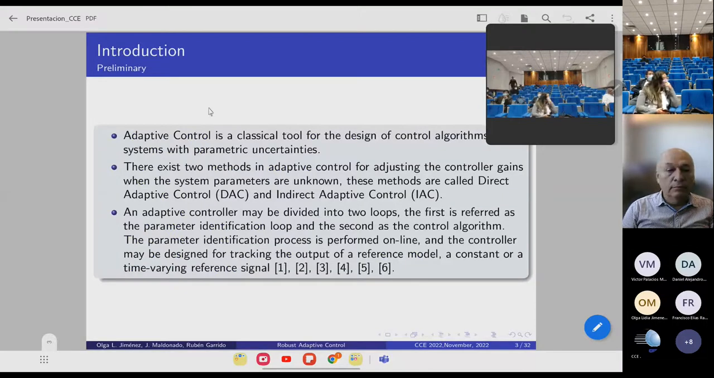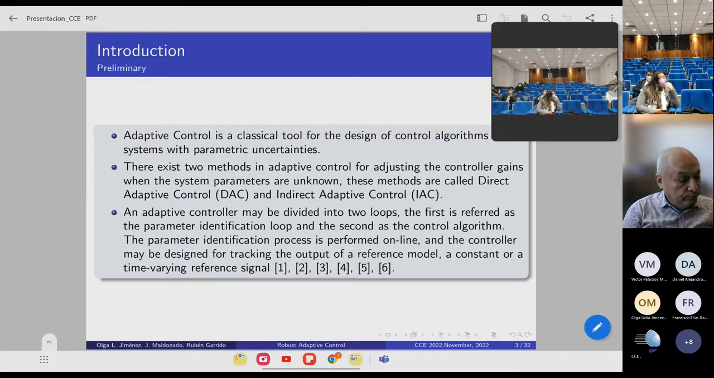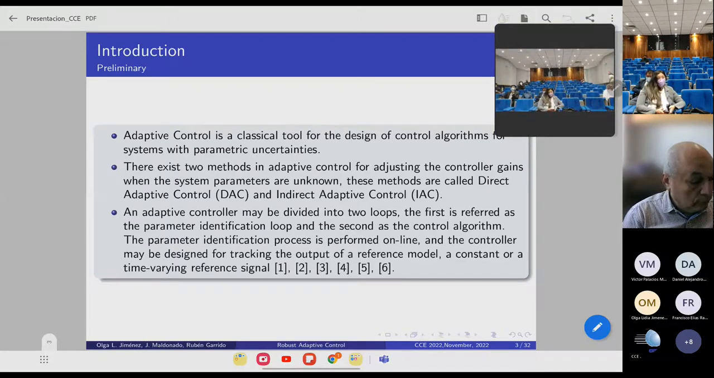The introduction of adaptive control is a classical tool for the design of control algorithm system with parametric uncertainty. There exist two methods of control, direct adaptive control and indirect adaptive control. And adaptive control may be divided into two loops. The first is referred to as the parameter identification loop, and the second as the control algorithm loop. The parameter identification process is performed online, and the controller may be designed for tracking the output of a reference model, a constant, or a time-variant reference signal.